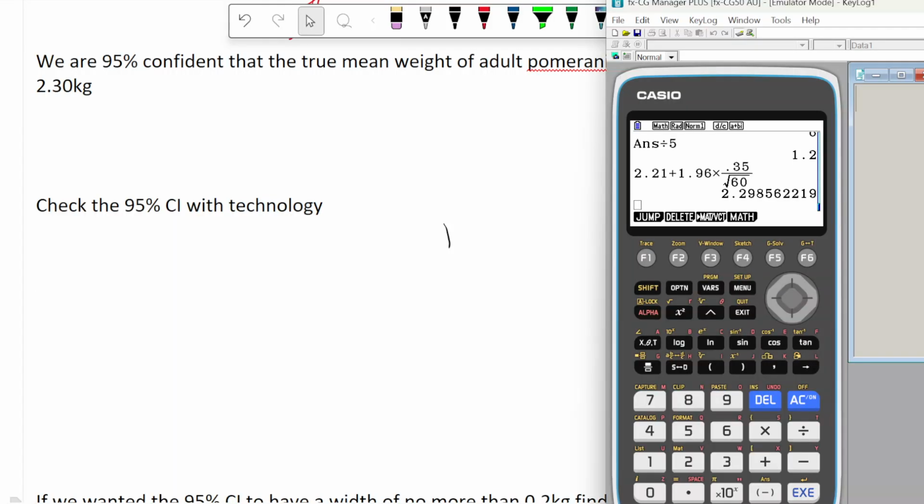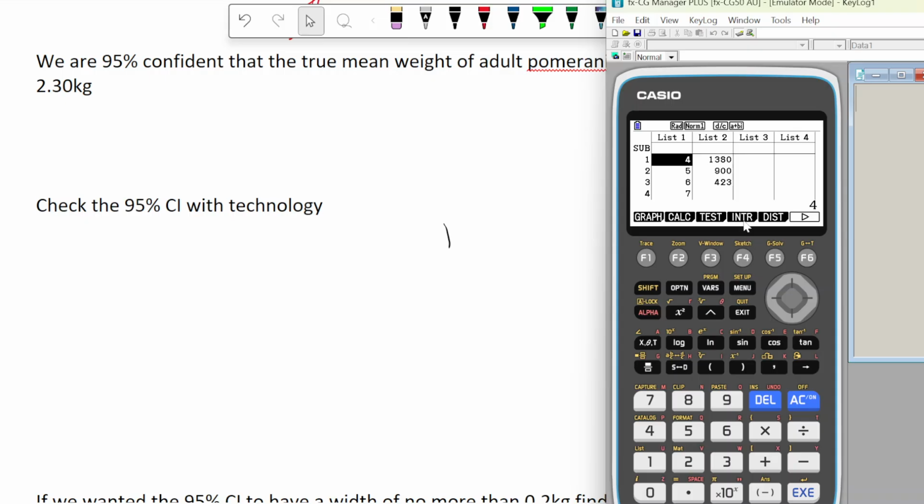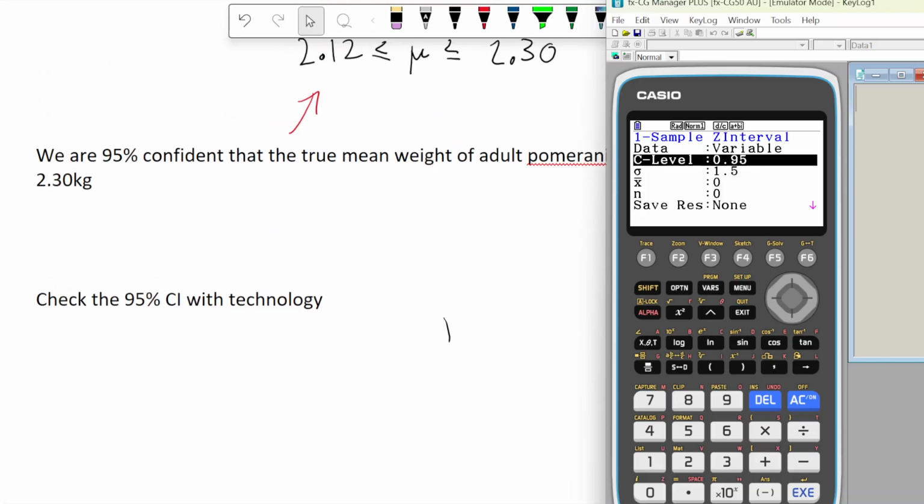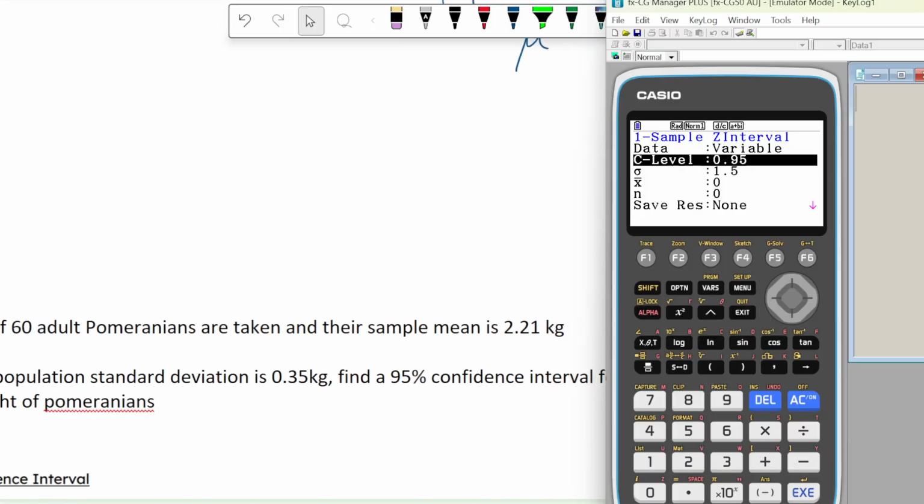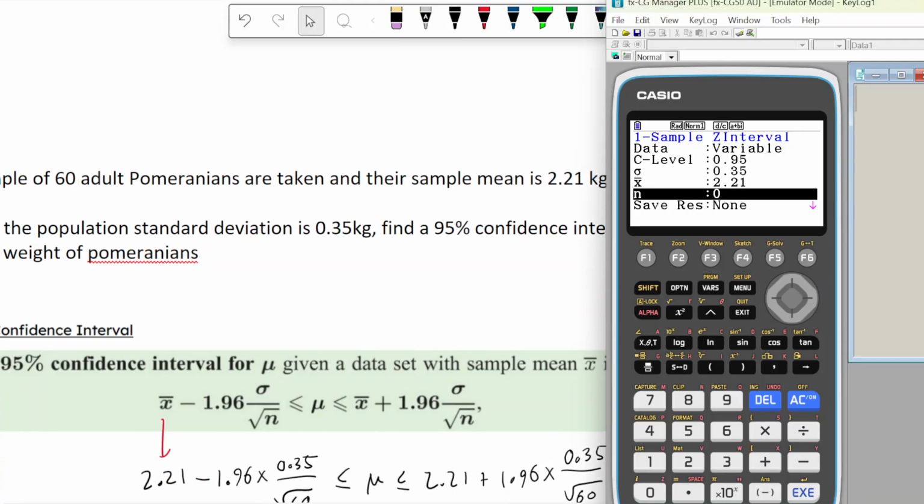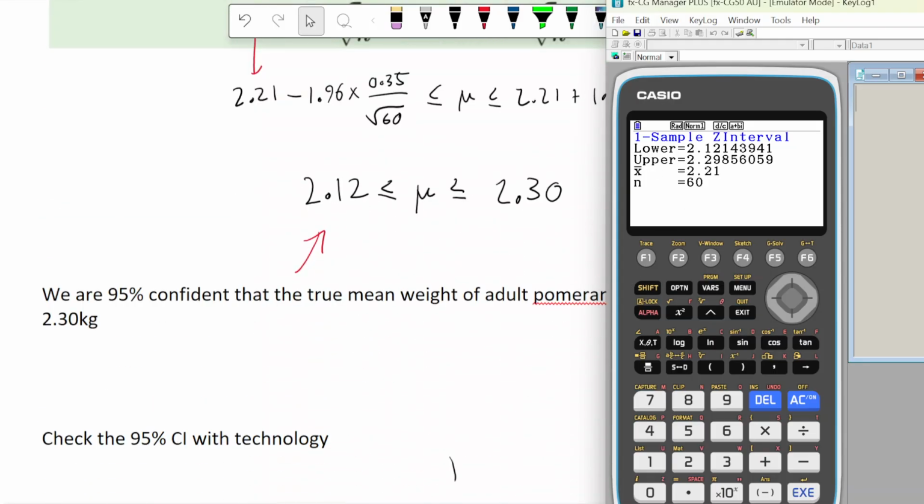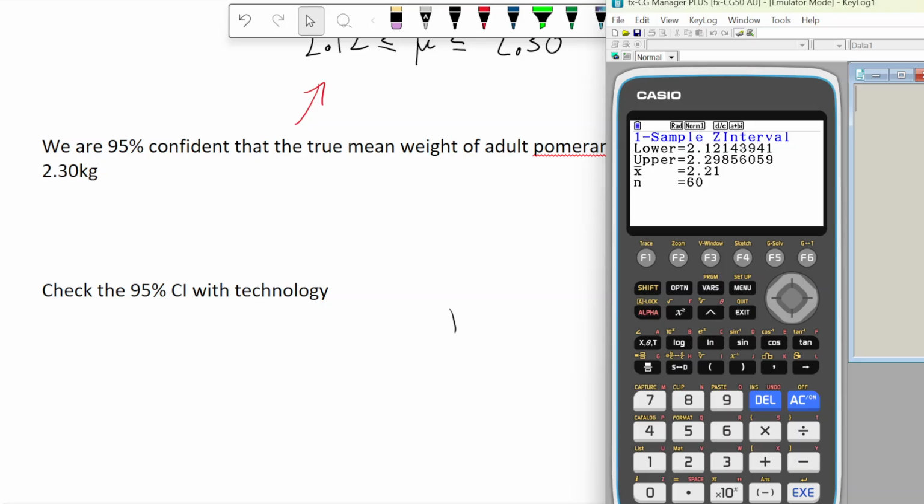Okay, we want to check this with technology. So we'll do that. We want to go into our stats menu across here. There's an option called inter. Believe it or not, it stands for interval. And we're going to go Z interval. So F1, one sample. And we're going to enter the data as variable. So confidence level is 95%. That's what we're doing before. The standard deviation, I think I said was 0.35, so we're going to enter that. X bar is 2.21. And n is the number, so it's 60. Execute. Oh my goodness. Lower is 2.12, and then the upper is 2.30.